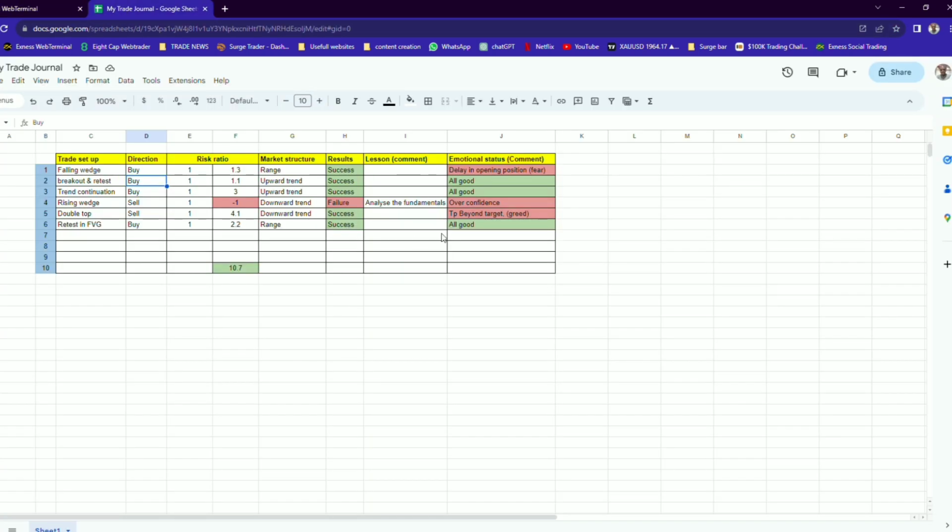For example, let's look at the examples. Maybe you delayed to open the position because you are waiting to see a push to the upward side. It means you delayed to open the position because of fear. So fear is the emotion right there. Or your emotions were all good. You got a confirmation, you opened the position, and the position kept running till you take profit. That means it was all good.